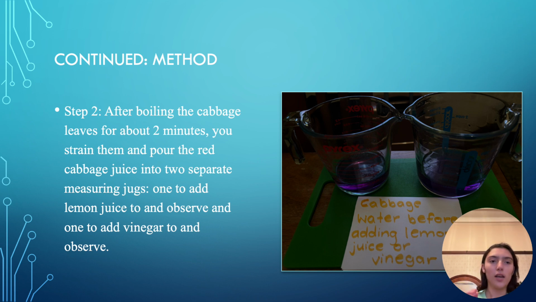Now, after boiling the cabbage leaves for about 2 minutes, you strain them and pour the red cabbage juice into 2 separate measuring jugs, one to add lemon juice to and observe, and one to add vinegar to and observe.